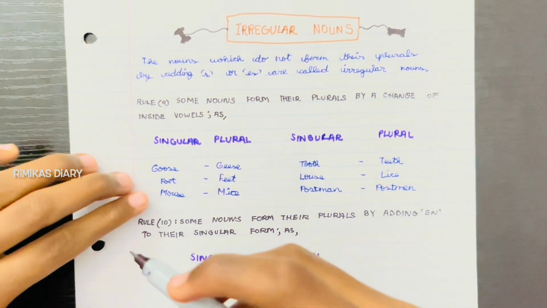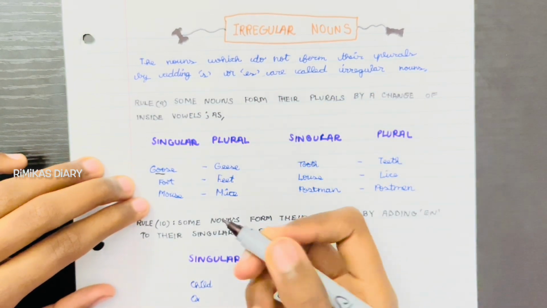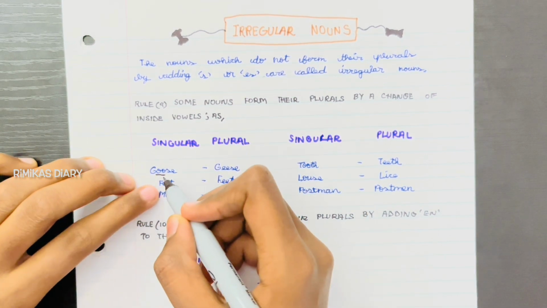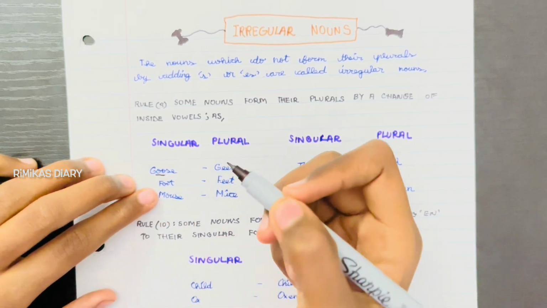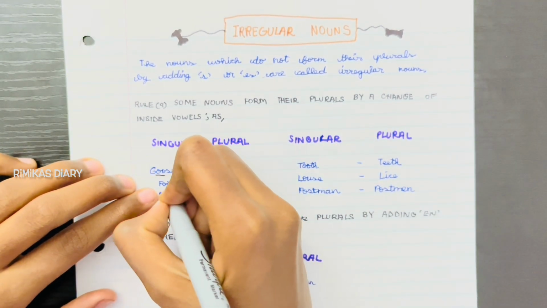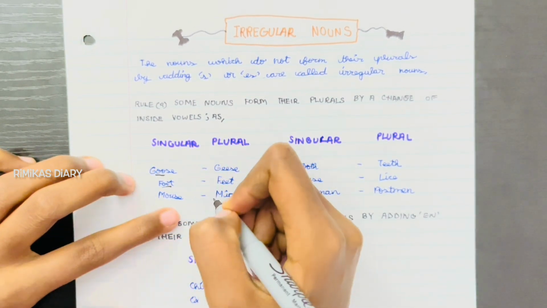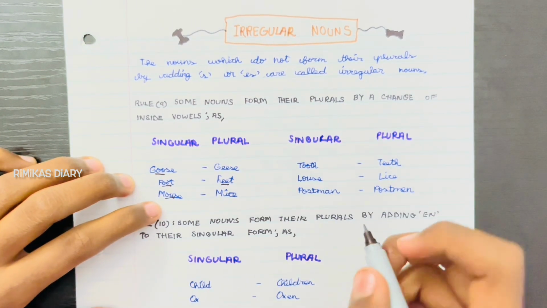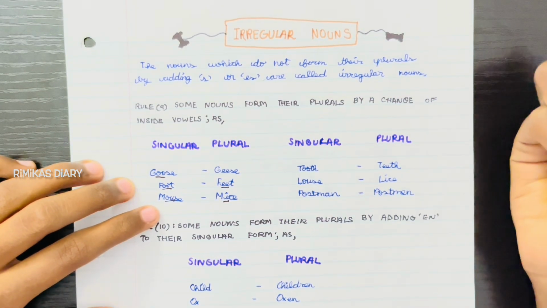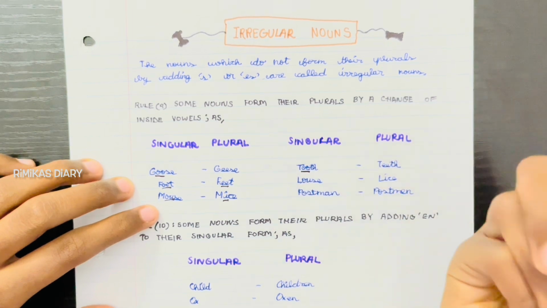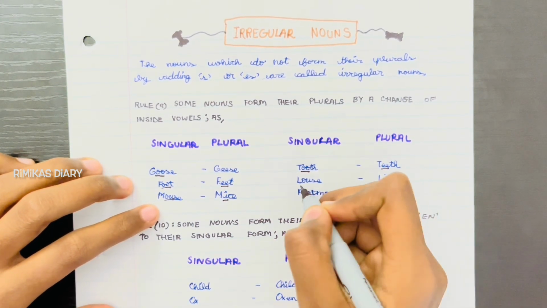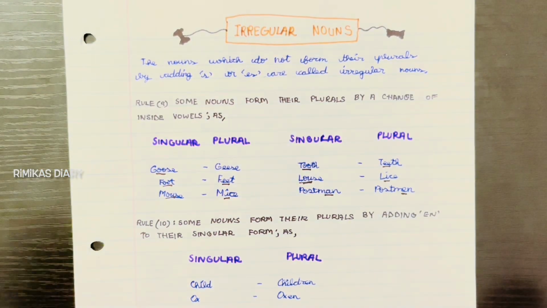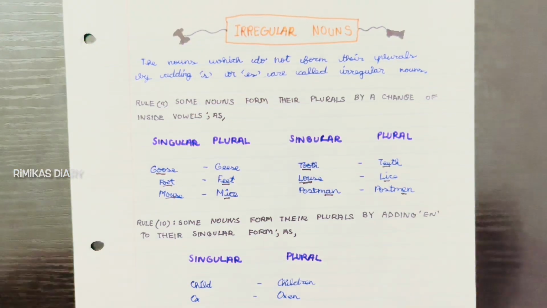For example, in the word goose, there's 2 vowels inside the word. So for the plural form, they will change the vowels inside. So here they changed it to EE instead of OO. And here, foot, feet. They changed the inside vowel to EE. Mouse, they changed the inside vowels to I. Tooth, they changed the inside vowels to EE. Louse, they changed these two into I. Then here, they changed this A to E.